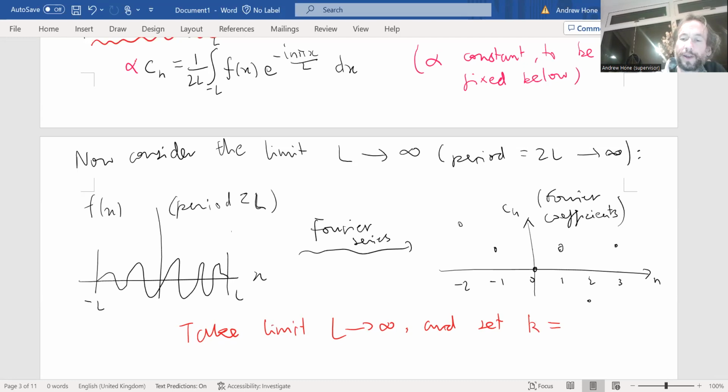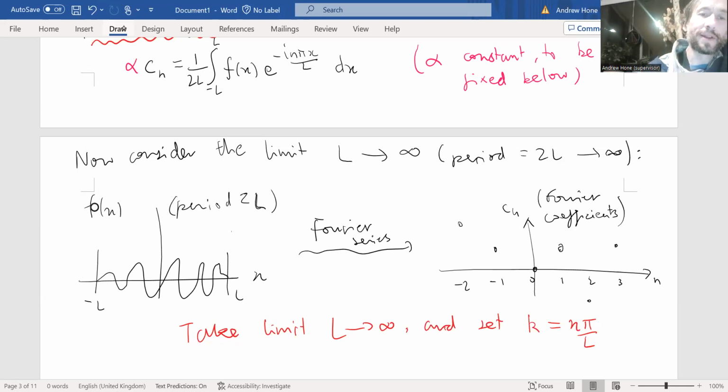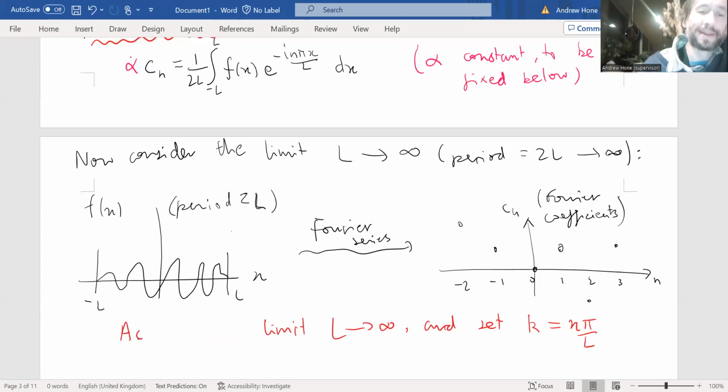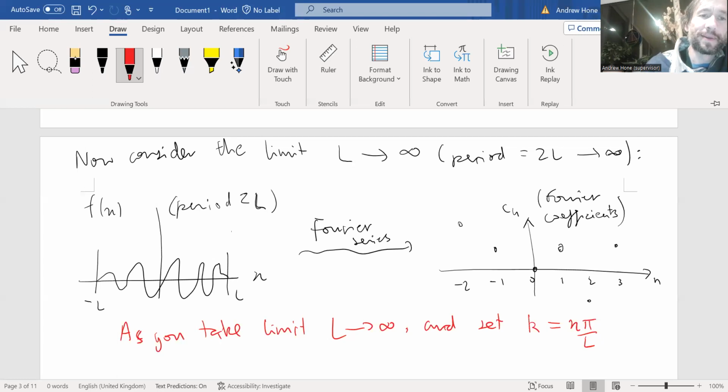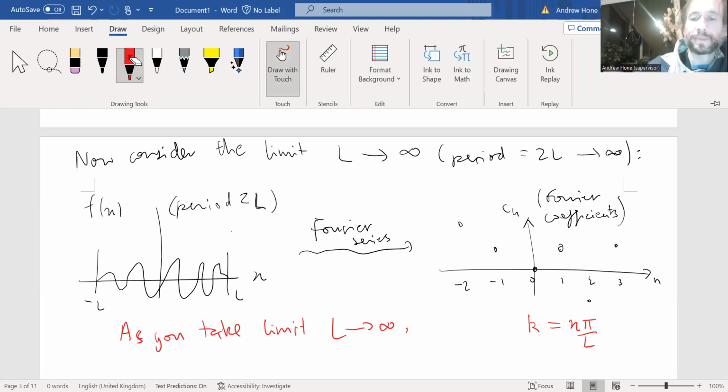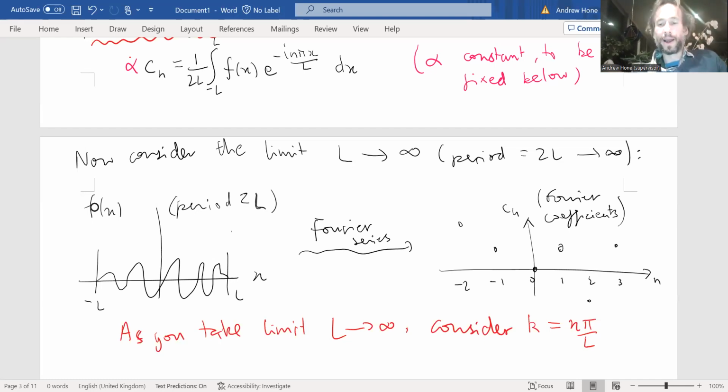I want to define a new quantity, which is going to be n pi over L, which is going to be the wave number. This is where it gets harder to talk about exactly what this means in the limit. But rather, what I really want to say is consider this quantity k, which is given by n pi over L.